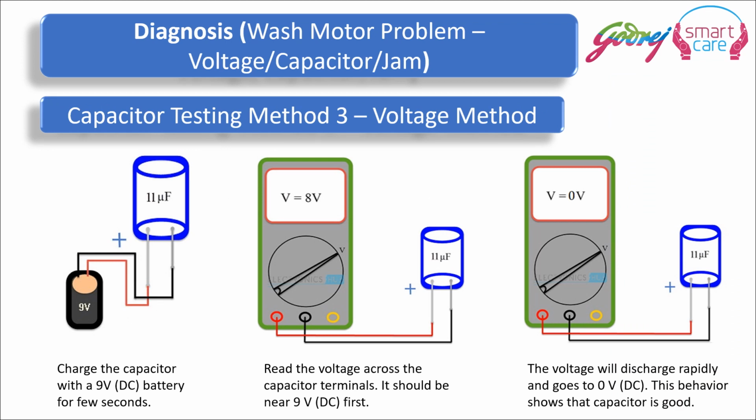Third method to check the capacitor is by voltage method. We have to charge the capacitor with a 9 volt DC battery for a few seconds. Read the voltage across the capacitor terminals. It should be near 9 volts DC at first. The voltage will then discharge rapidly and go to 0 volts. This behavior shows the capacitor is good.